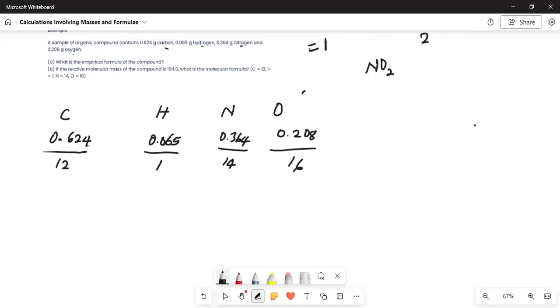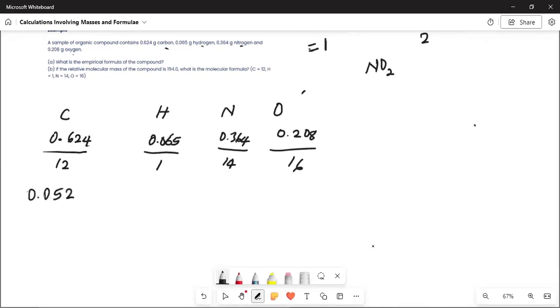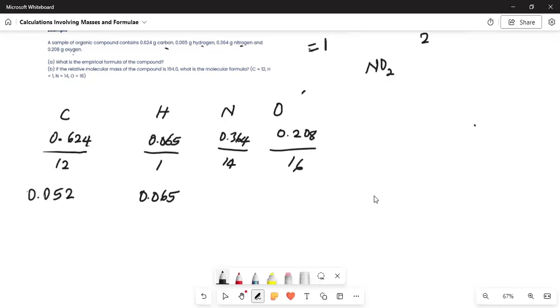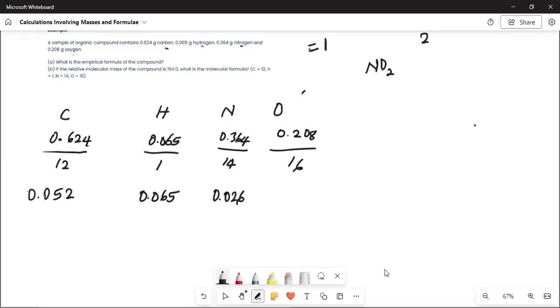So now let's divide through. 0.624 divided by 12 is 0.052. And 0.065 divided by 1 still remains at 0.065. And 0.364 divided by 14 is 0.026, and then 0.208 divided by 16 is 0.013. And we divide through by the smallest mole ratio. So we need to compare this mole ratio now and use the smallest value to divide through. Looking at it, the smallest one is 0.013. We will divide through by 0.013.